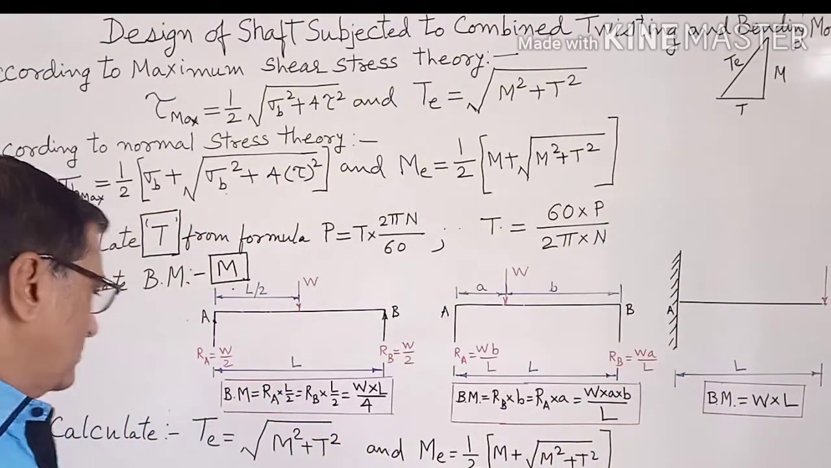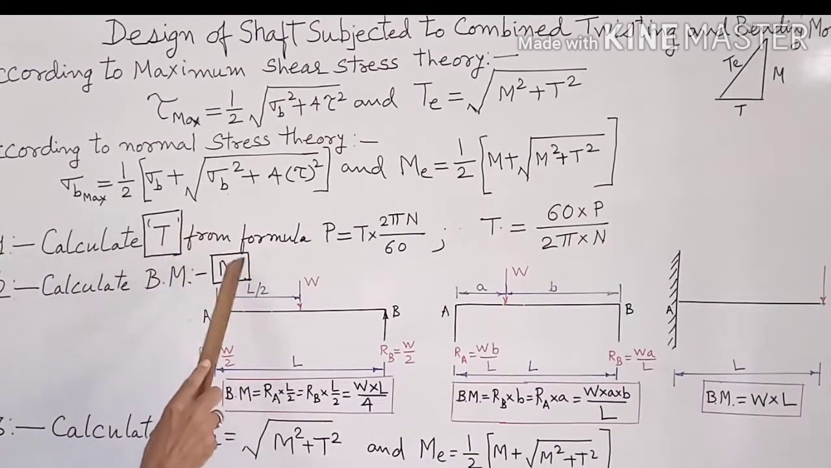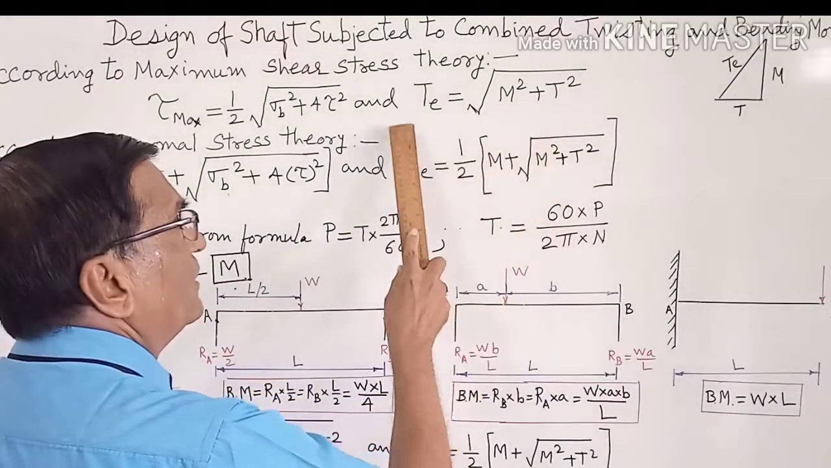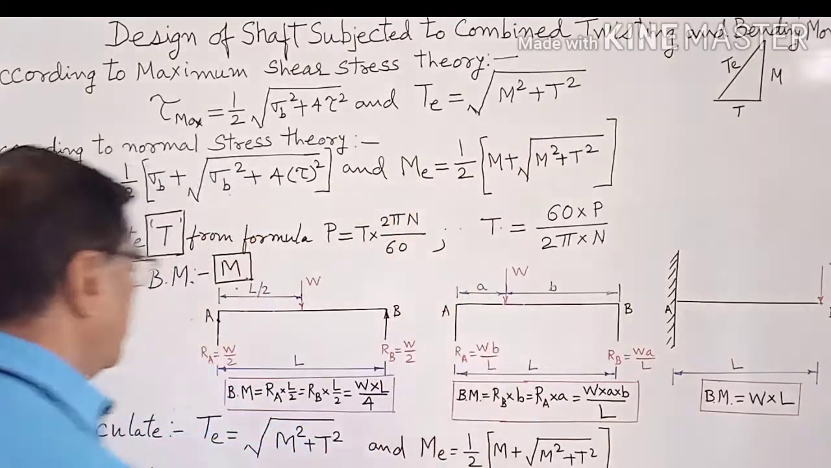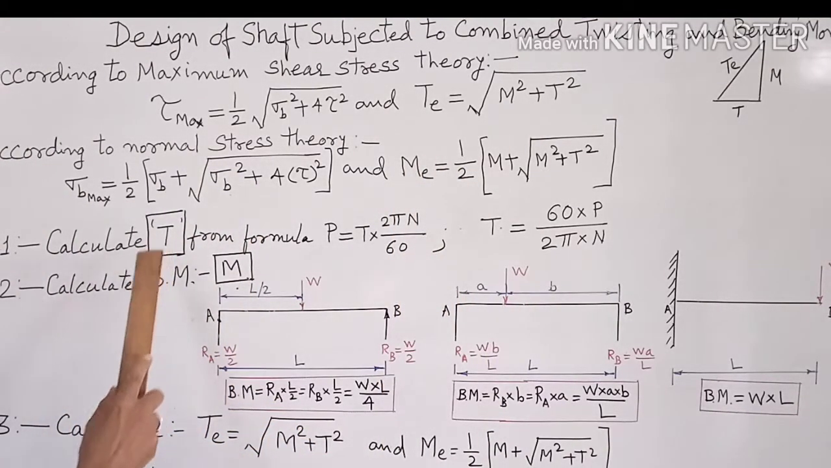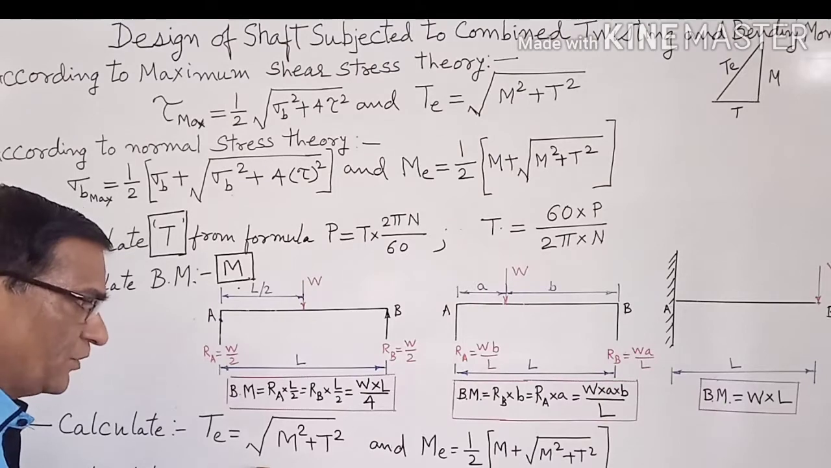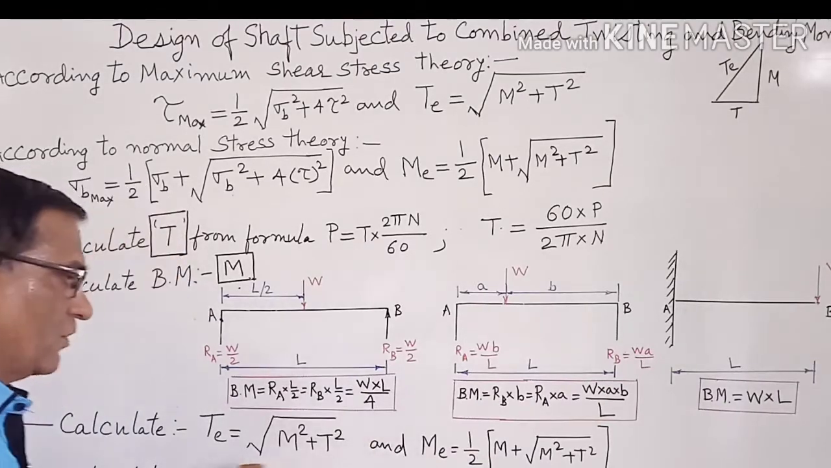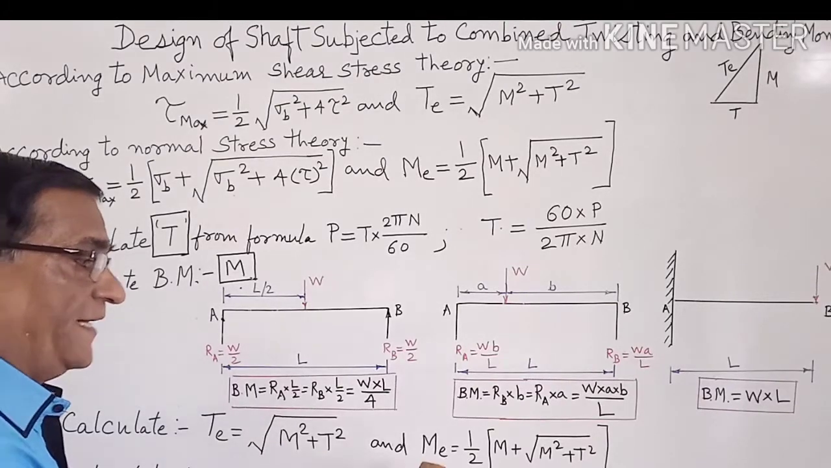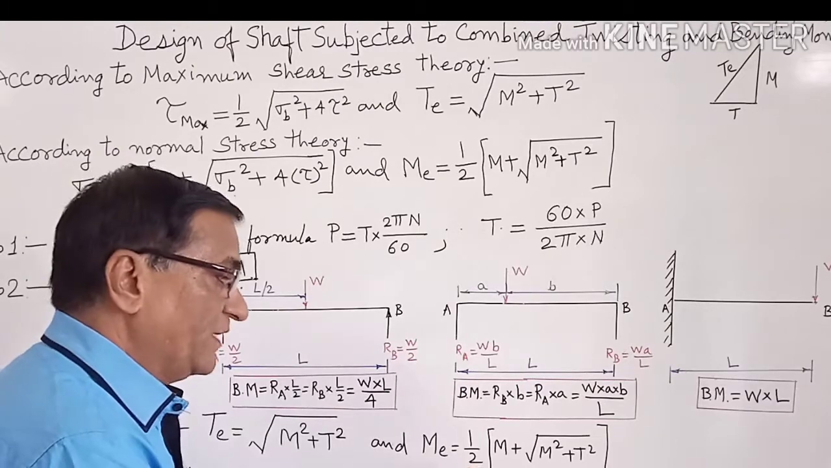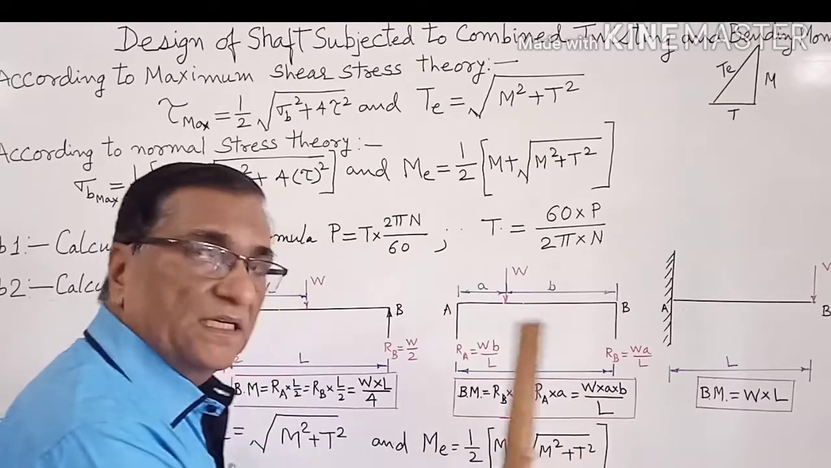Now after calculating T and M, because torque and bending moment are required to calculate the equivalent torque and equivalent bending moment, we will calculate them from the formula: TE is equal to root of M square plus T square, and the equivalent bending moment is equal to 1 upon 2 in the bracket M plus root of M square plus T square.